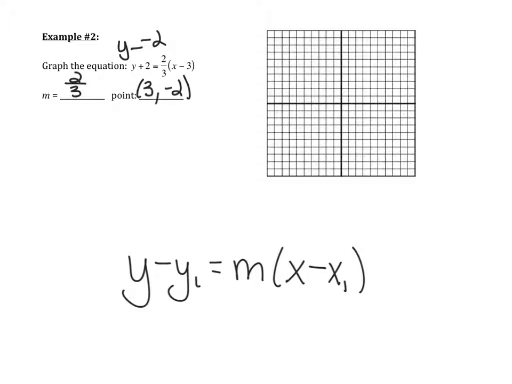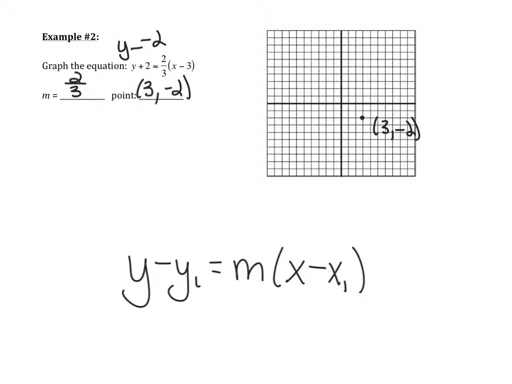So for point slope form, I start with plotting the point. The point is 3, negative 2. So I'm going to start by going to the right 3 and down 2 in order to plot my first starting point. So again, right 3, down 2. So you can see I plotted that point, 3, negative 2. I went to the right 3 and down 2.